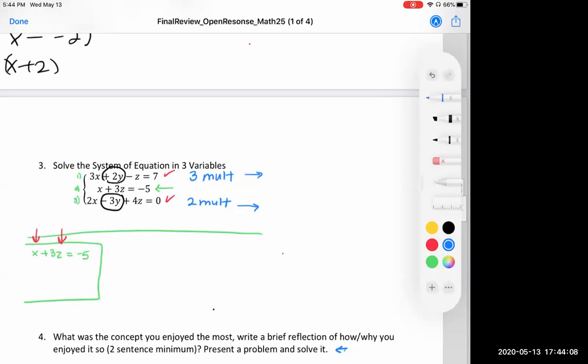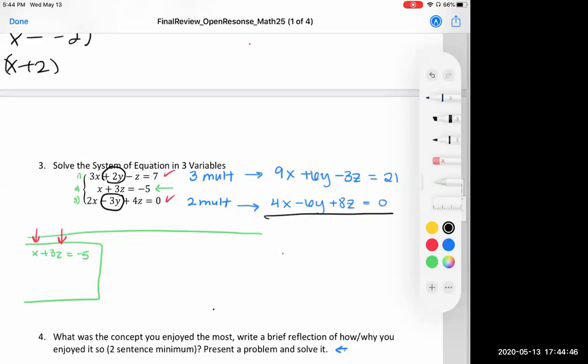So 3x times 3 gives me 9x. 2y times 3 gives me +6y. -z times 3 is minus 3z, equal to 7 times 3, 21. All right, that last equation times 2. 2x times 2 gives me 4x. -3y times 2 is minus 6y. And 4z times 2 gives me +8z. And that's equal to 0 times 2, 0.